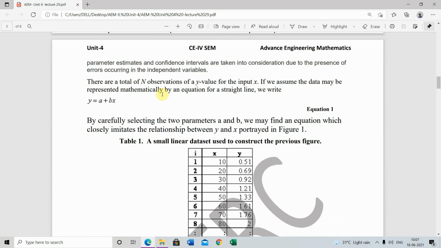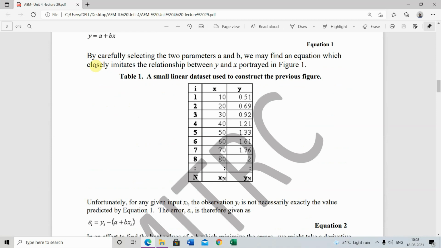There are a total of n observations of a y value for the input x. If we assume the data may be represented mathematically by an equation for a straight line, we write y equals a plus bx. By carefully selecting the two parameters a and b, we may find an equation which closely imitates the relationship between y and x portrayed in a small linear data set used to construct the previous figure. Given the values of i from 1 to n, and values of x and values of y given here, x and yn.